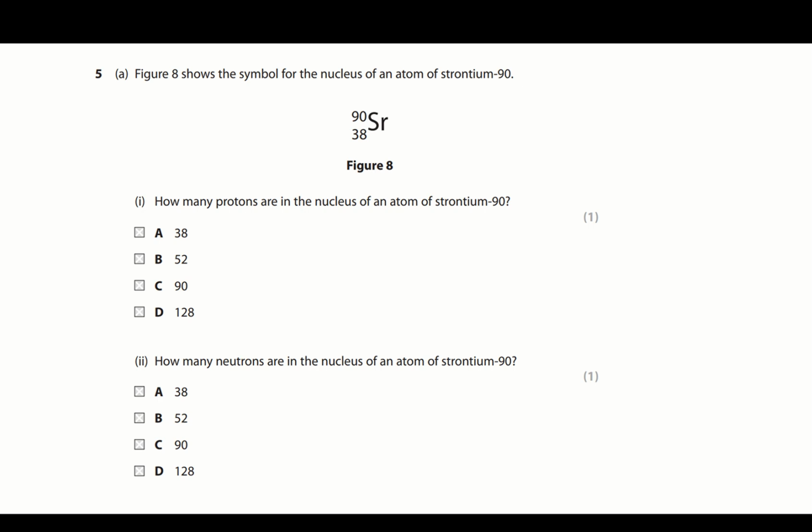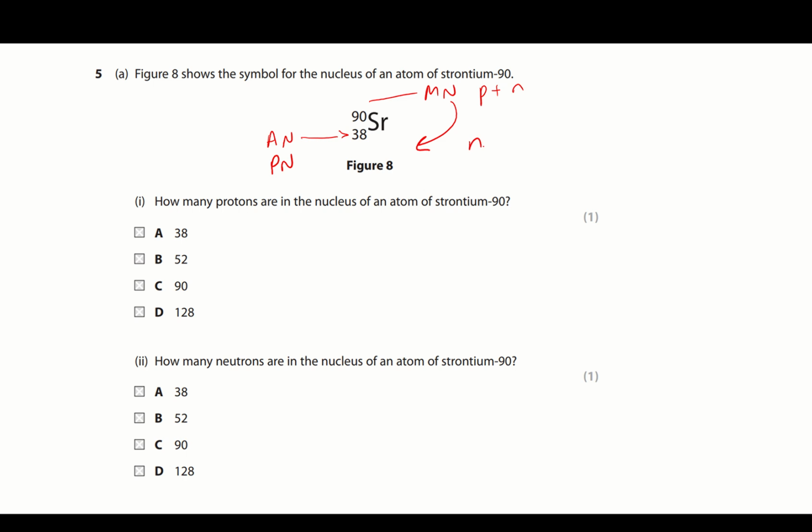Okay, on to question 5. So we've got a question on radioactive isotopes, and we can see we're given the atomic number. Oh my god, my handwriting's terrible. That's the worst I've done. That's the atomic number, or the proton number, and this is the mass number. So we know that's the number of protons, also the number of electrons, and we know that the mass number is the protons plus the neutrons.